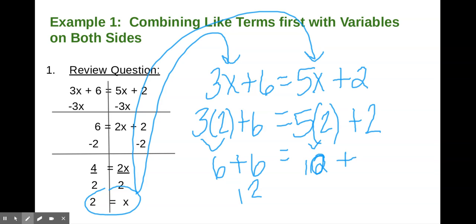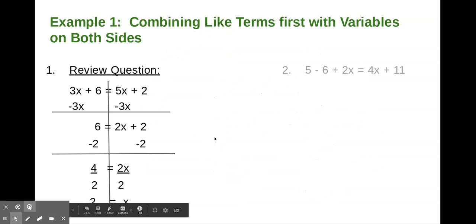One step ahead there. Okay. And let me go back. So 5 times 2 is 10, and 10 plus 2 is 12. So we know that that's the right answer because when I substituted the solution back into the original equation, the left side and the right side were equal. Now, guys, that's just the review question. So let's get to the new material today.